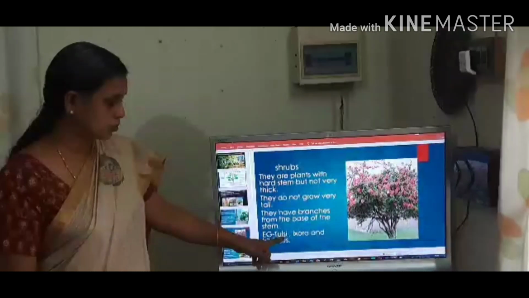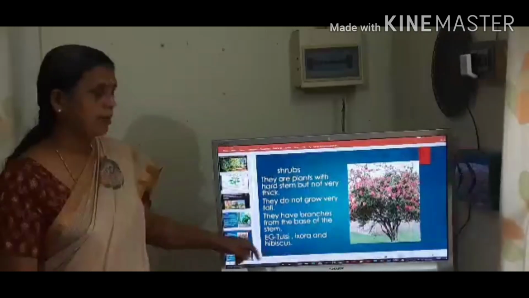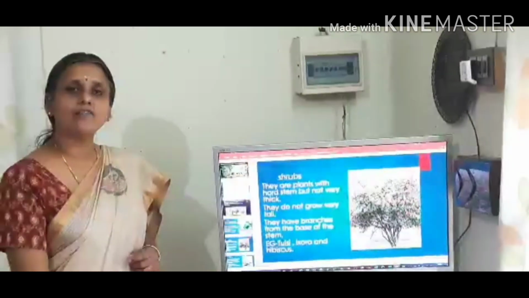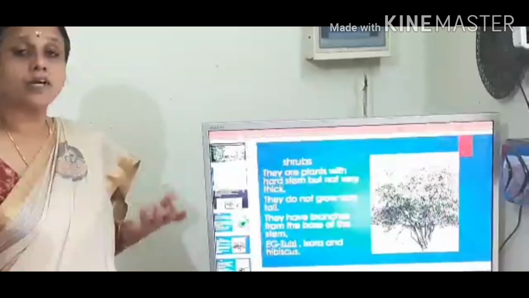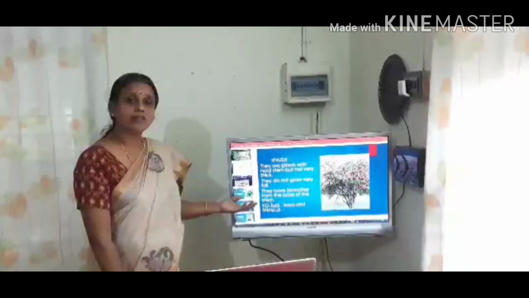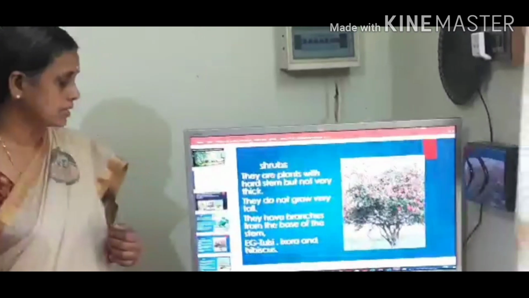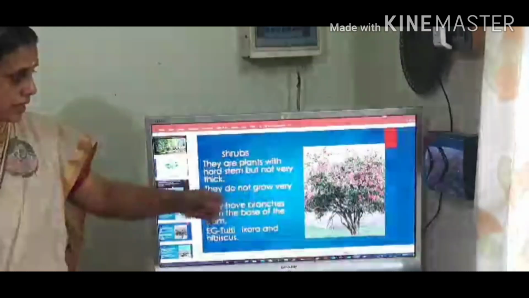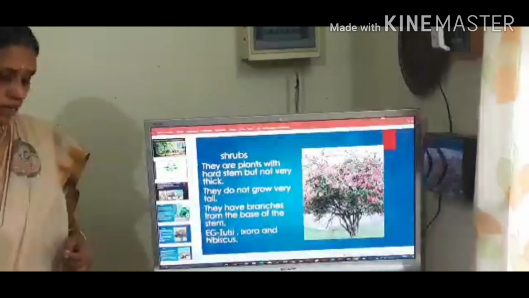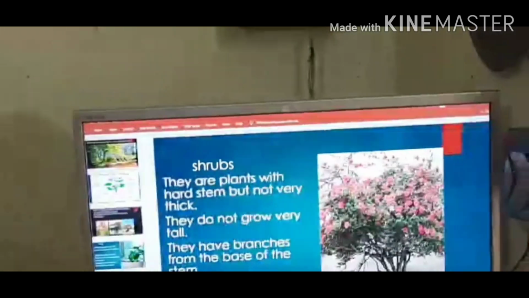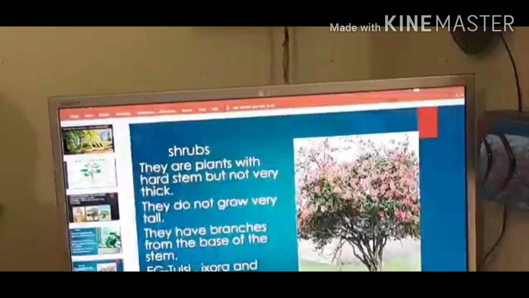The examples are tulsi, ixora, hibiscus. In our garden, we usually have tulsi plant in front of a house. Then we are having the hibiscus. And then this is hibiscus. And then ixora. Ixora I will show you. Here I am having an ixora plant.